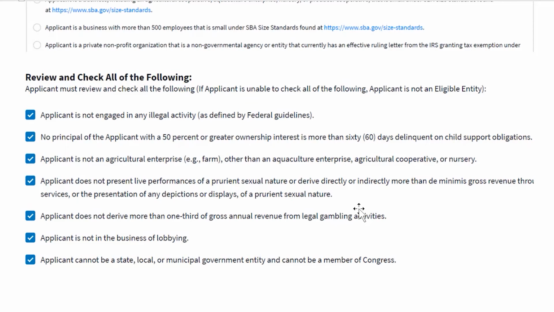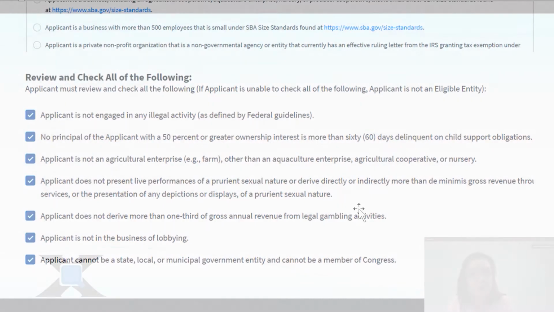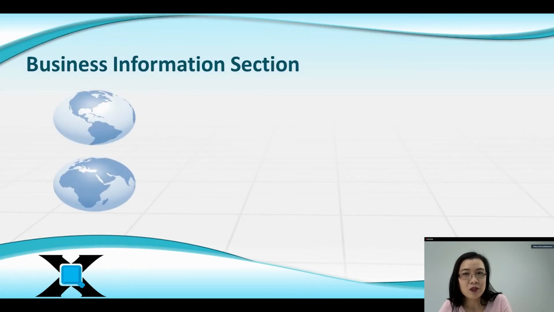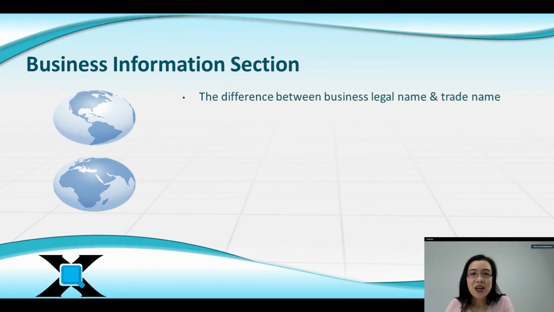So once you go to the next page, you are going to come to the business information section. A lot of business owners are confused about what's the business legal name, what's the difference between business legal name and trade name. Remy, you want to share some insights?